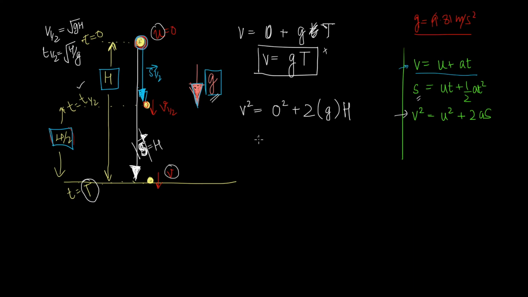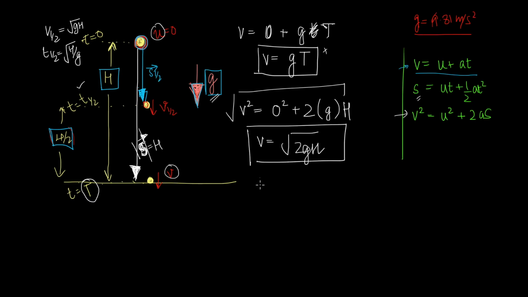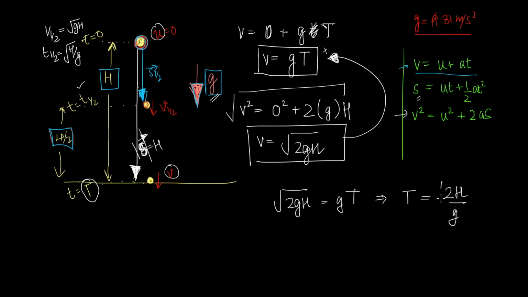You can use this equation, you can take roots on both the sides to give you v equals root of 2gh. So this is your final velocity. If this is the final velocity, can we calculate the time? Well, we can substitute this back into this equation to get root 2gh equals g times capital T, or the total time over which the ball falls to the ground is root of 2h by g. So this is your total time again.